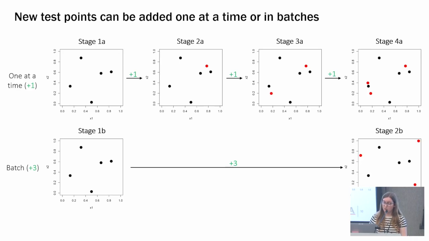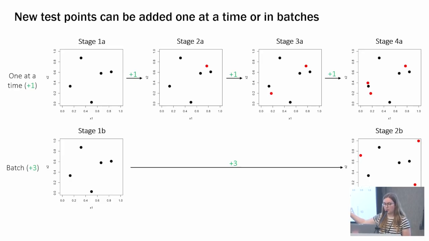The last thing to go over before I go into the simulation is to mention that when we do sequential design, we can add new test points either one at a time or in batches, which is what we call it when we add many points at a time. So on the screen, I've shown two different sequential designs that add 3 new test points, starting with a design size of 5, either one at a time or all 3 at a time. And you'll notice here again that we end up with 2 different final designs.